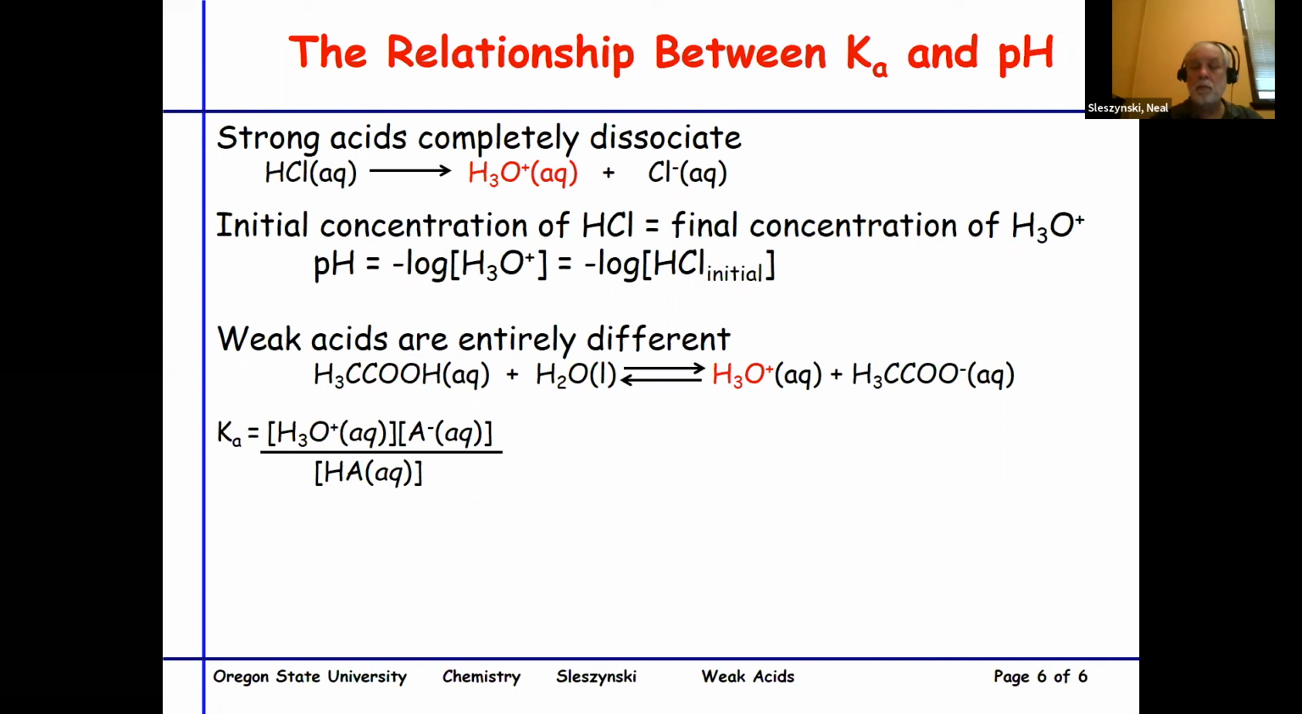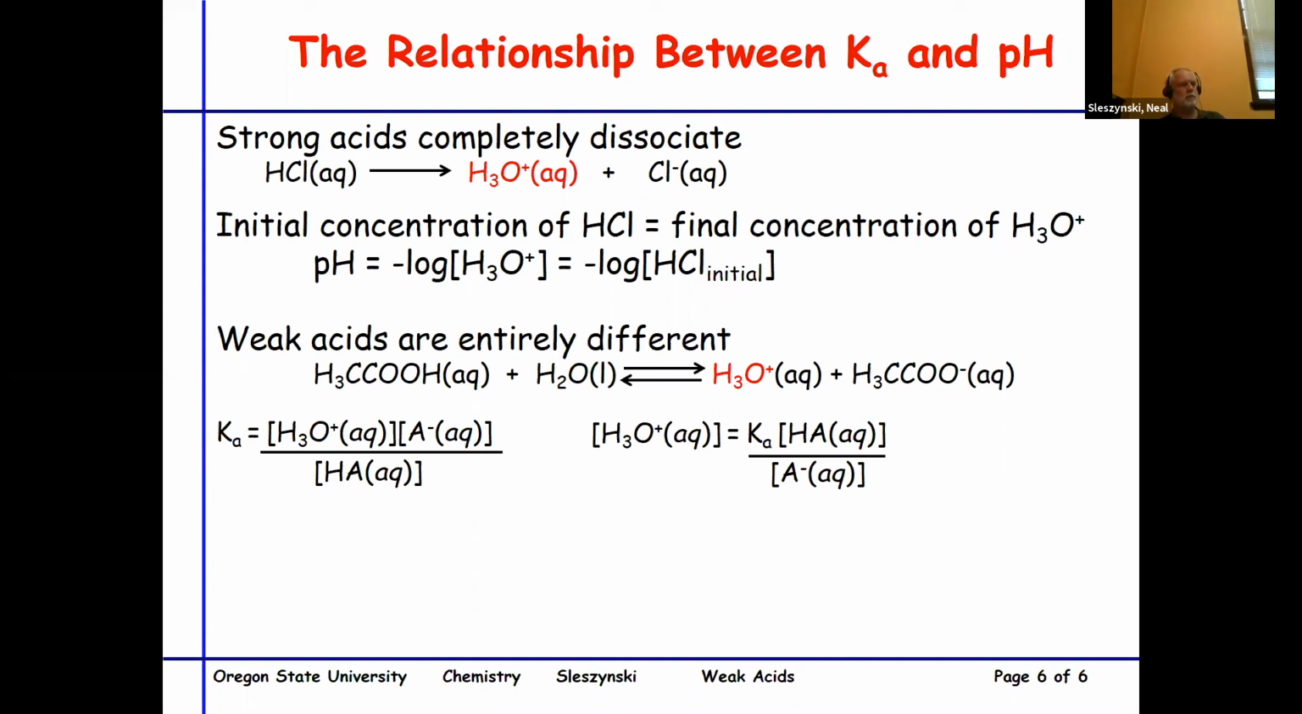And if we are trying to figure out pH, we would want to isolate hydronium ion on one side of the equation. So let's rearrange the algebra. And now we see that the hydronium ion concentration is equal to the Ka times the undissociated weak acid concentration divided by the conjugate base concentration.